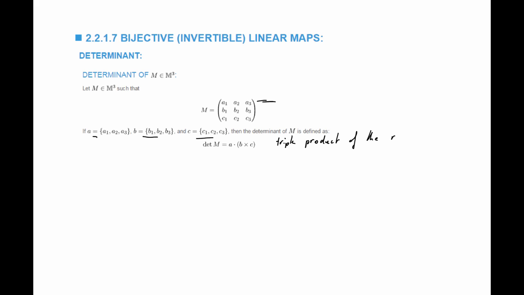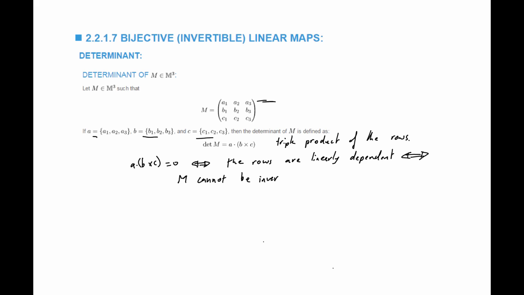And if you remember when we studied the Euclidean vector spaces, especially the cross product, the triple product A dot B cross C is equal to 0 if and only if the rows are linearly dependent, which means this is true if and only if the matrix M cannot be inverted, which is true if and only if the determinant of M is equal to 0.